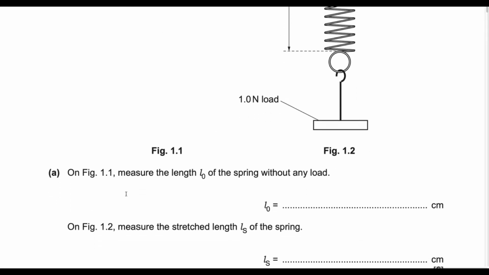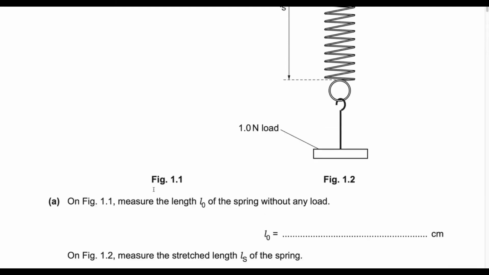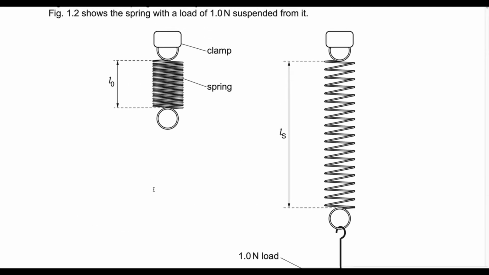On figure 1.1, measure length L0 of the spring without any load. Okay, so of course we can measure with our ruler. Of course here you don't print out the paper, right? So it depends very much on what device you are using. If you are using a handphone, then it will be very small, right? So this should be 2.0 cm.